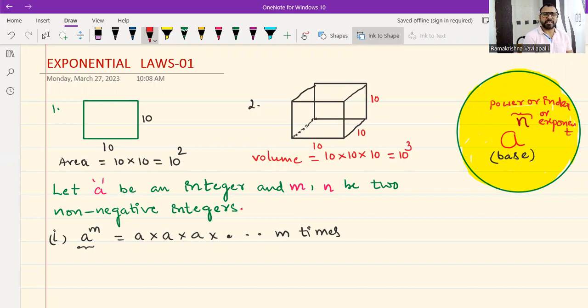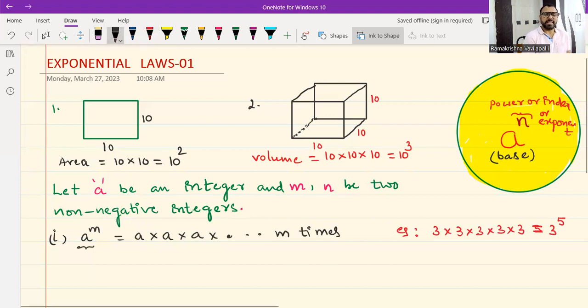So here a is multiplied m times. So we write a to the power of m. So one example here, 3 into 3 into 3 into 3 into 3. Suppose I multiply 5 times, then we write simply this as 3 is multiplied 5 times. So we write 3 to the power of 5.